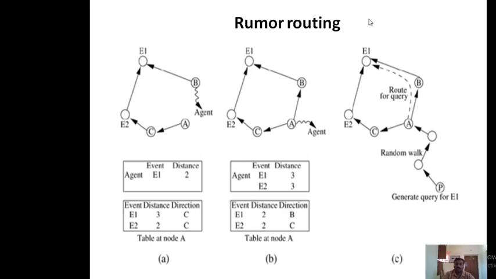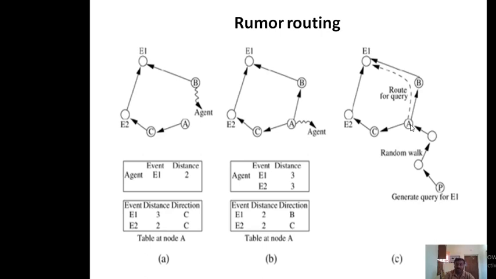Now we come to the actual concept of rumor routing. In some way, the query is generated for event 1. That query is generated by the node P, and it generally does a random walk. It goes on the random walk and selects an agent called node A.